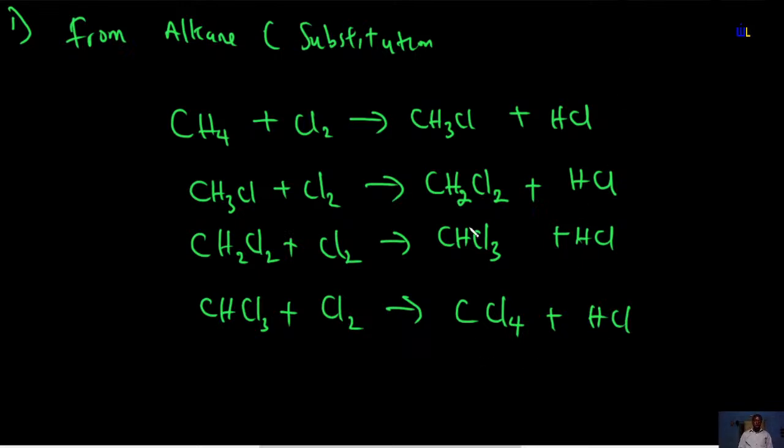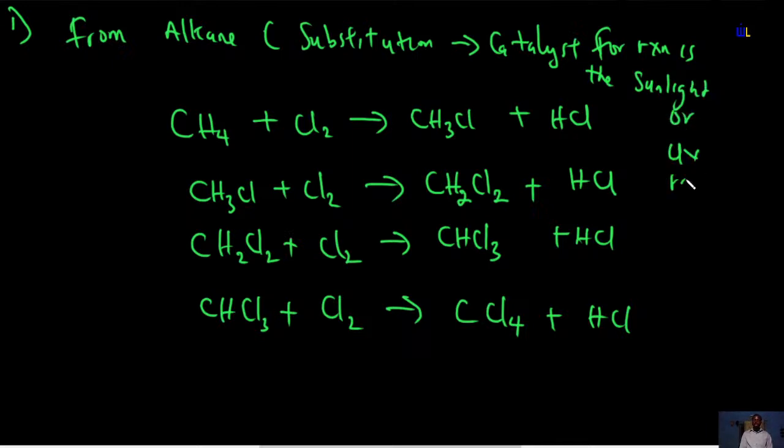Now, points to note: halogenation reaction occurs in the presence of sunlight or UV rays. The catalyst for this reaction is the sunlight or UV rays. The implication is that if there are no sunlight or UV rays, the reaction is most likely not going to occur. It will not be able to attain the activated complex or absorb enough activation energy for it to be able to convert or perform the substitution reaction.